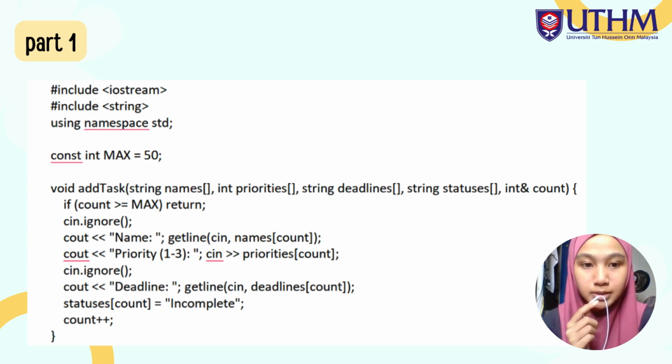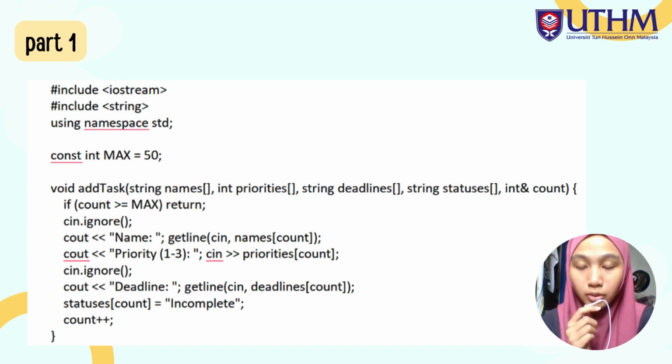And today I will be presenting the first part of our source code, which is the to-do list source code. The first line of the source code is include iostream. We use include iostream so that we can use cout and cin. Second, we use include string. We use this to include the string library, which allows the program to handle and store text data types for task names and deadlines. And the third line is using namespace std. This enables the use of standard library elements directly without needing to prefix them with std.